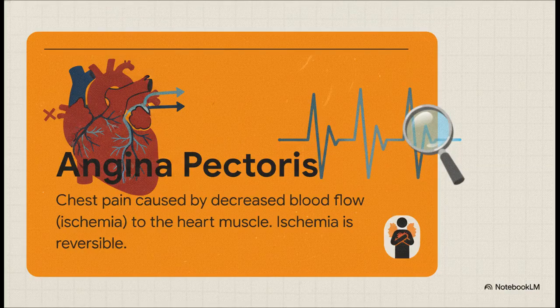All right, first up, let's talk about angina pectoris. I want you to think of this as the heart's warning light blinking. It's chest pain, yeah, but it's caused by ischemia, which is just a fancy way of saying there's a temporary drop in blood flow. Now, the most important word on this slide, reversible. Say it with me, reversible. With angina, the heart muscle isn't permanently damaged, at least not yet.